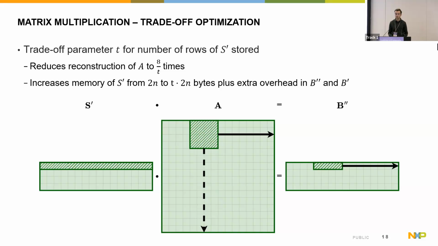But there is a trade-off possible here, because instead of only doing one row of S prime, so computing one row of B double prime, you can do 2 rows or 4 rows. So in general, if you say we have a trade-off parameter T, we do T rows at a time. This reduces the performance cost to generate A by a factor of 8 over T. But this does increase the memory usage, because now we have not 2n bytes for S prime, but T times 2n bytes.